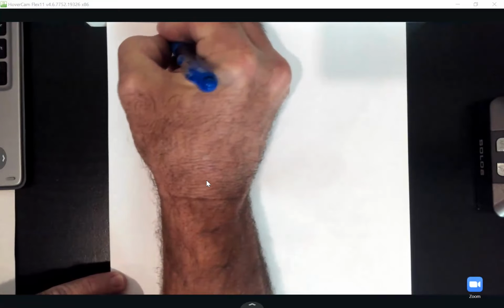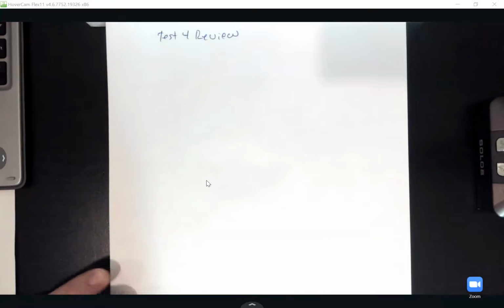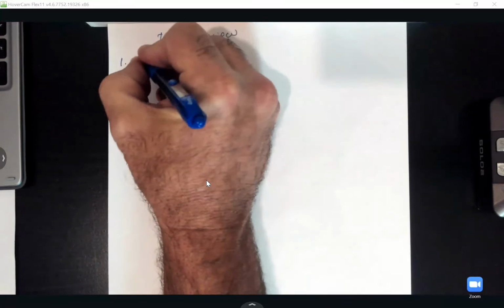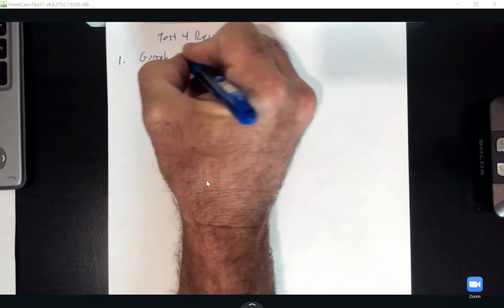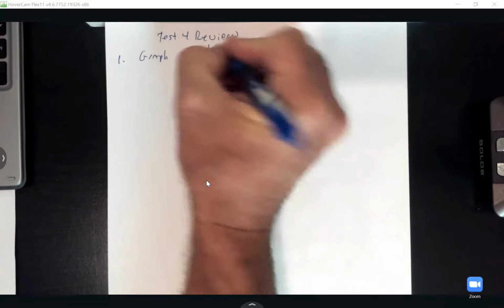All right, so trying this again, y'all. This is test 4 review. And for question 1, we're doing a graph. They want us to graph y equals (1/3)^x.